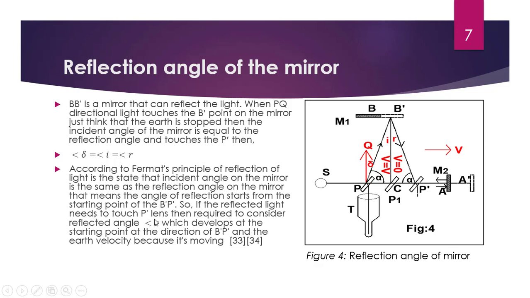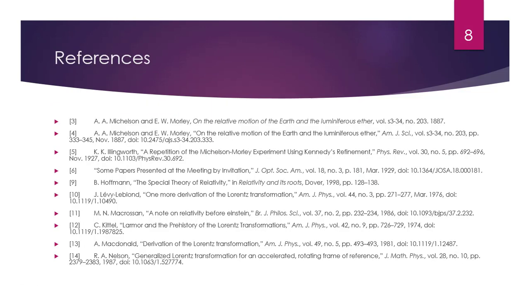It needs to touch the P dash lens. So if the reflected light needs to touch the P dash lens, then we consider the reflected angle R, which develops at the starting point in the direction of P dash, and the earth velocity because it's moving. Okay, let's go to the next slide and give references.